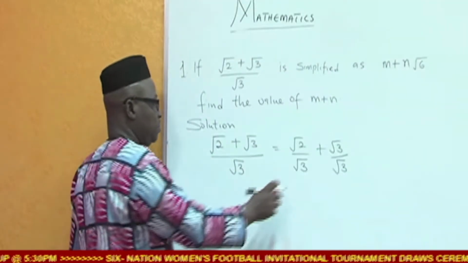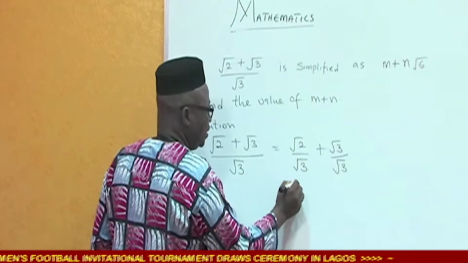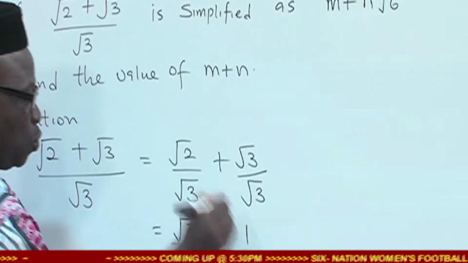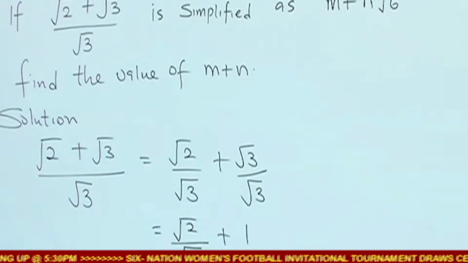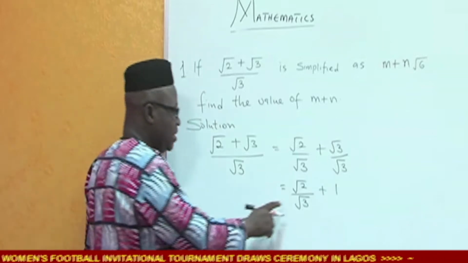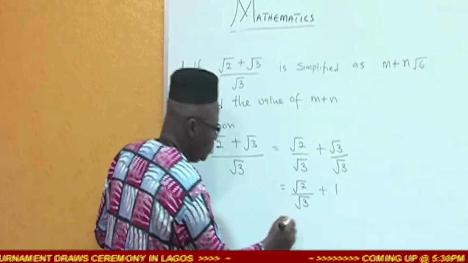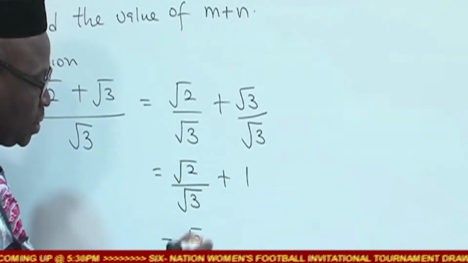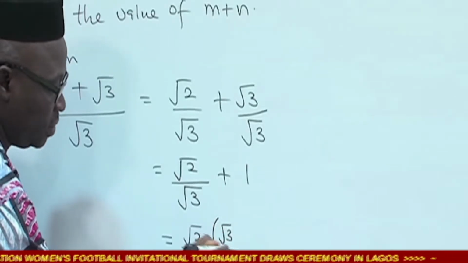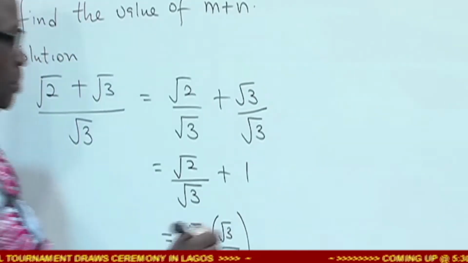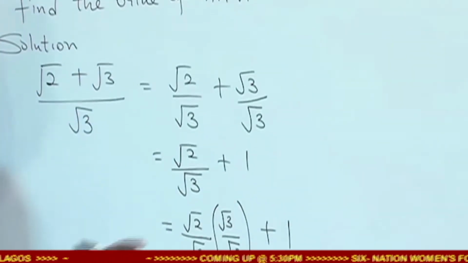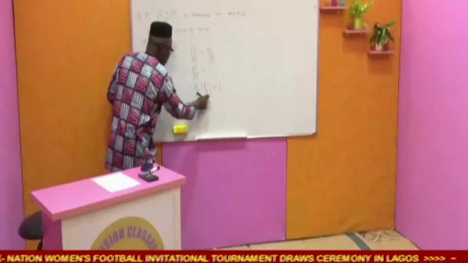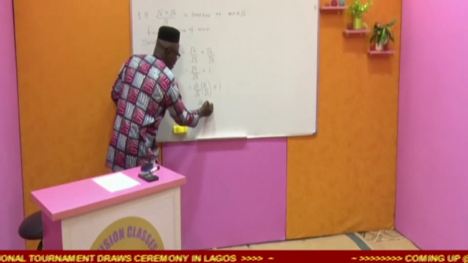So at this point, this is the same as root 2 divided by root 3 plus 1, because root 3 divided by root 3 is going to be 1. Now there is need for me to rationalize this particular side. So to rationalize that, I'll multiply by root 3 divided by root 3. Then I have my plus 1. So root 2 times root 3 is going to be root 6. Then root 3 times root 3 is going to be 3. Then plus 1.